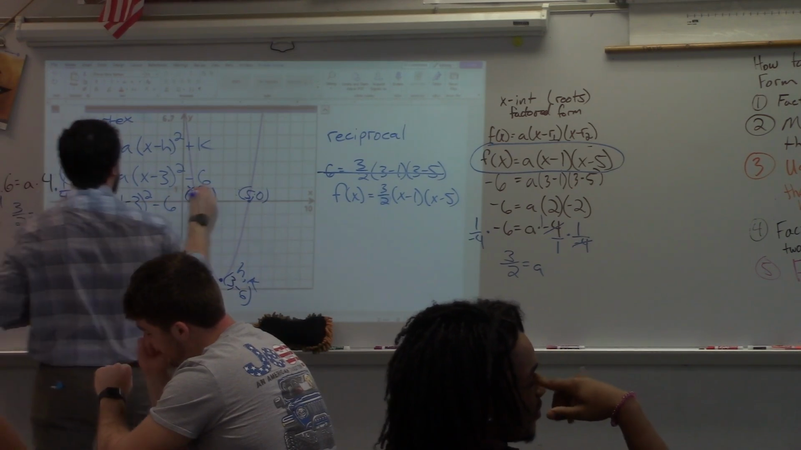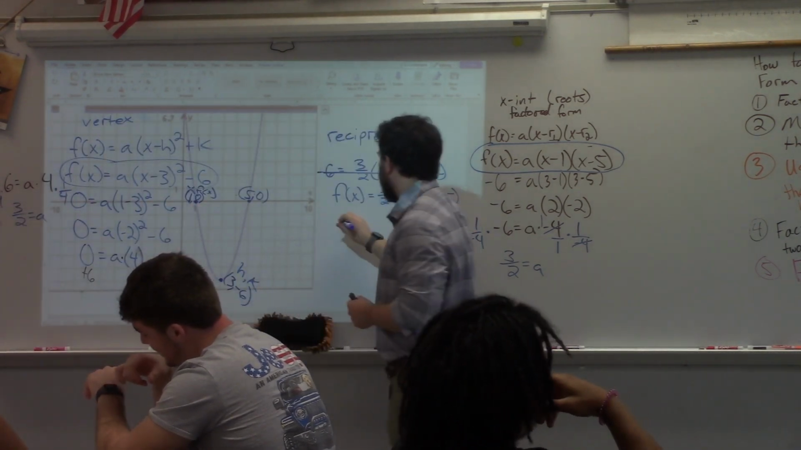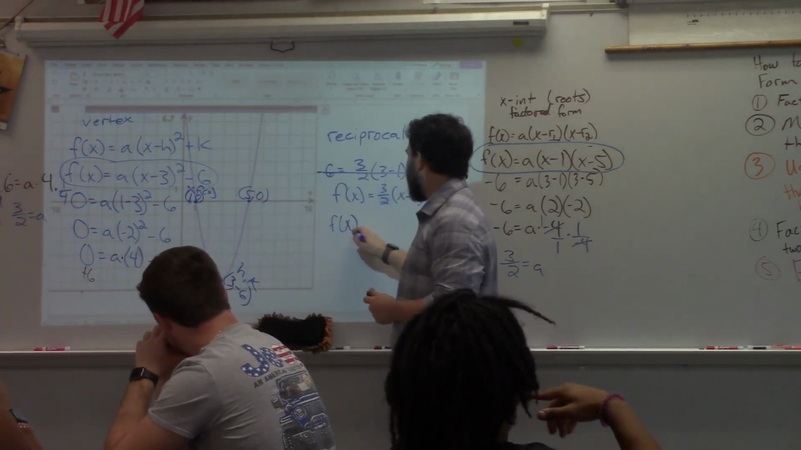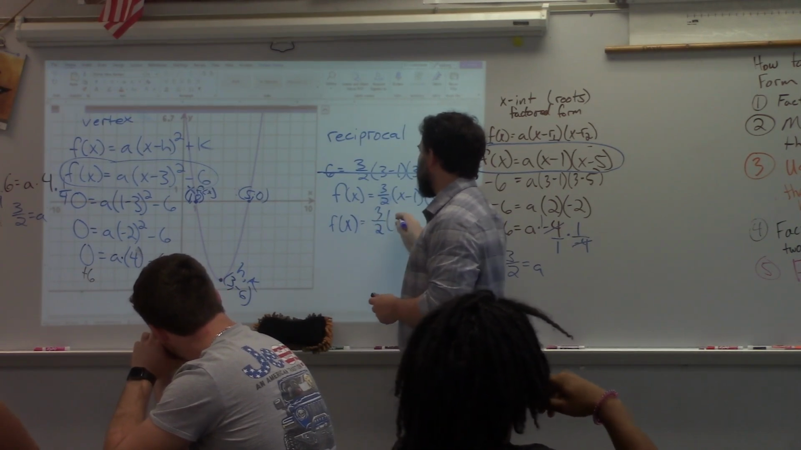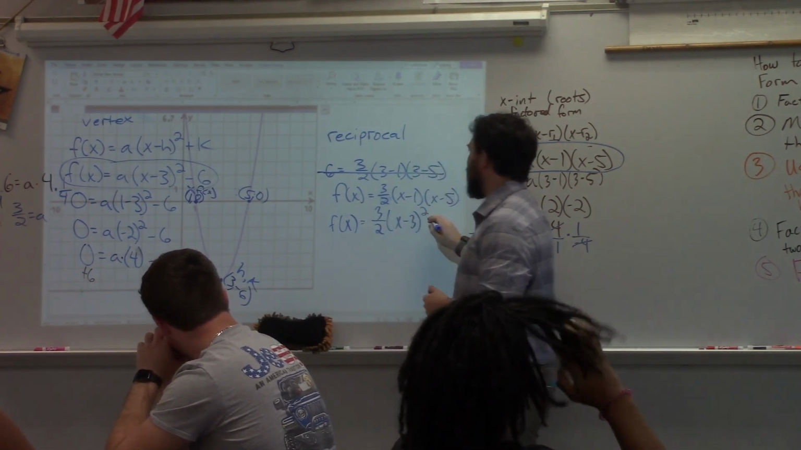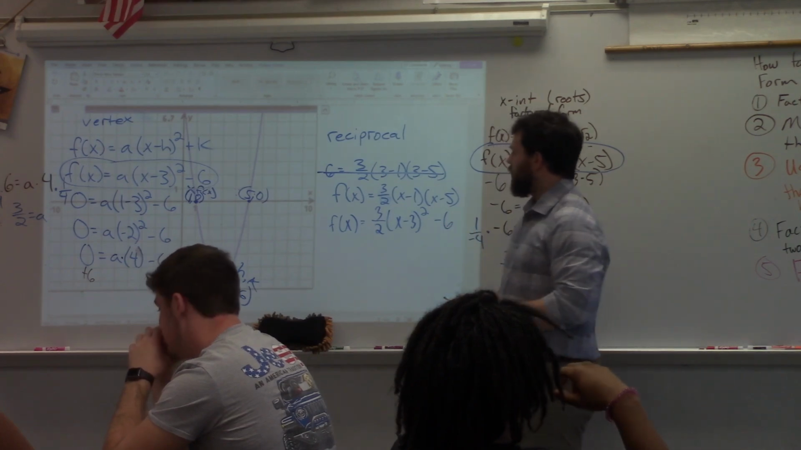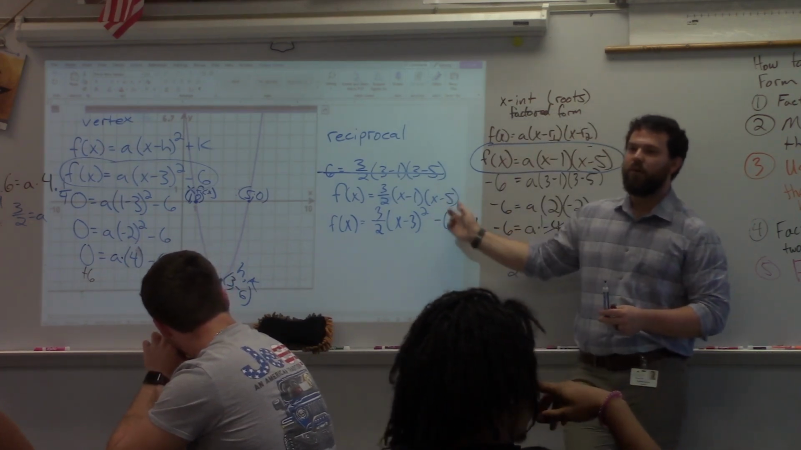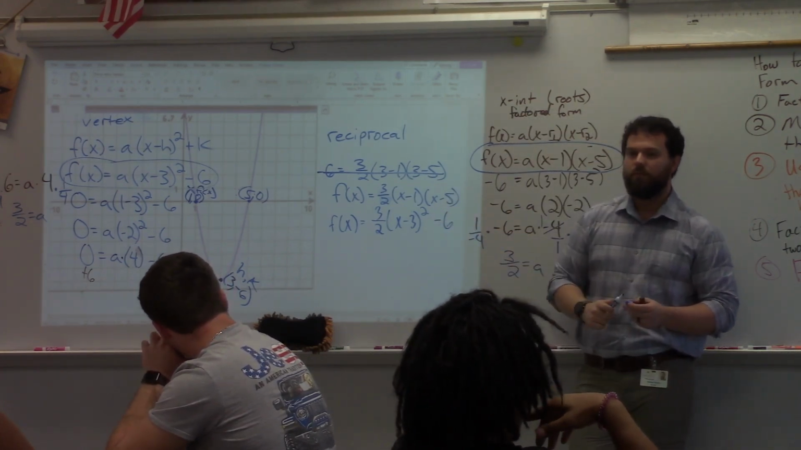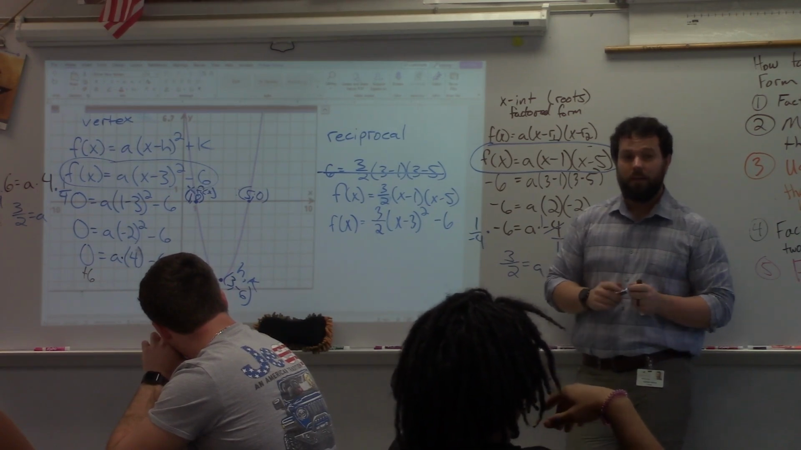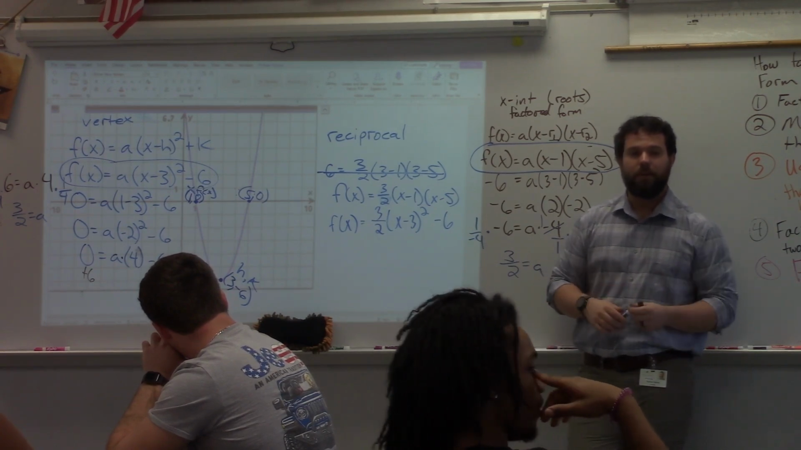I'm going to use the function format. So f of x equals 3/2 times (x minus 3) squared minus 6. Could these be the same function, just in different formats? No telling. Well, let's look at it in just a second. Yes, ma'am.